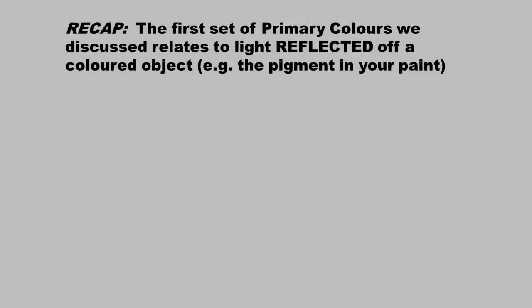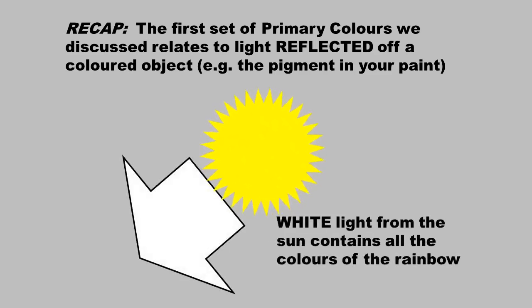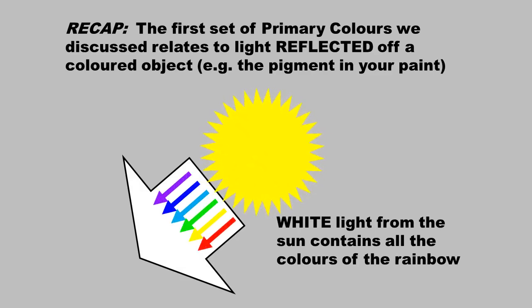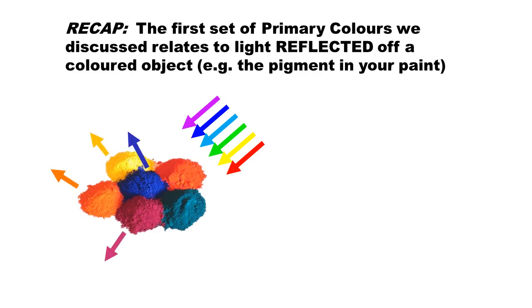Just to recap, the first set of primary colours we discussed relates to light reflected off a coloured object, for example, the pigment in your paint. White light from the sun contains all the colours of the rainbow. These pure colours of the rainbow are reflected off different objects in different ways. Different pigments reflect different colours.